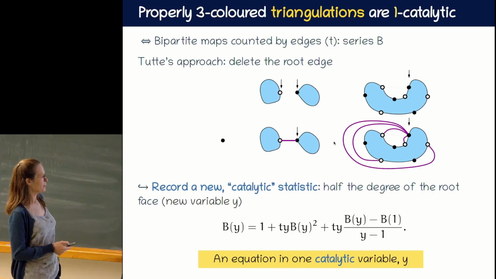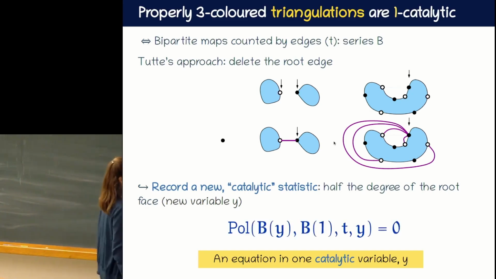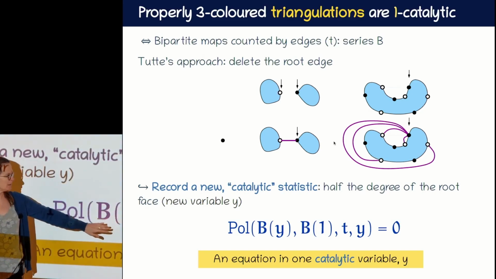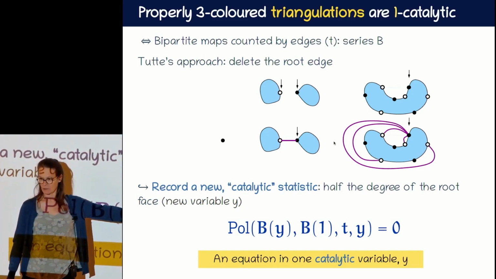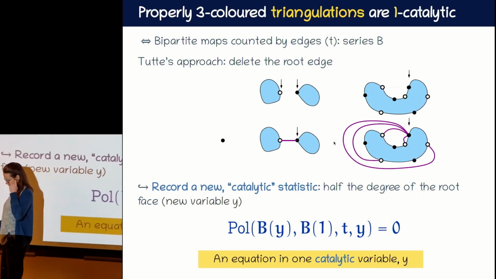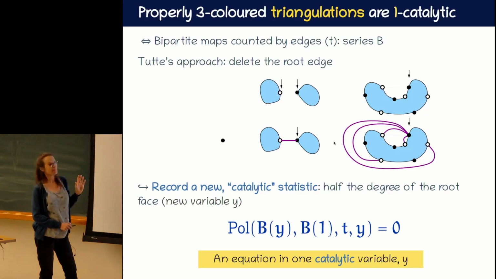In general, you may think of them as some polynomial equation that relates one bivariate series, B(t, y), and one, or in fact several, as we will see, series that depend only on t, the size variable. So that's for the first problem.